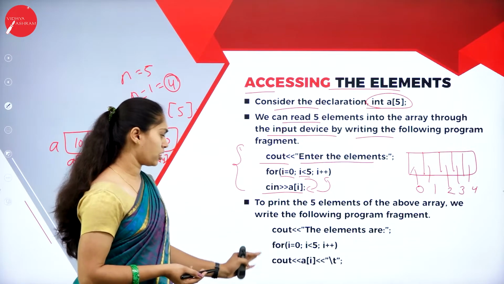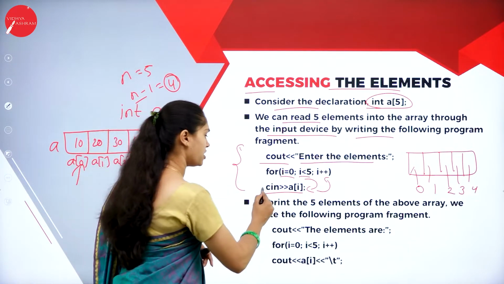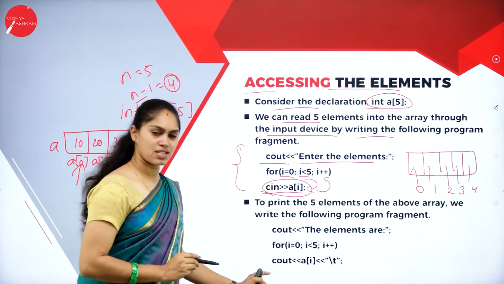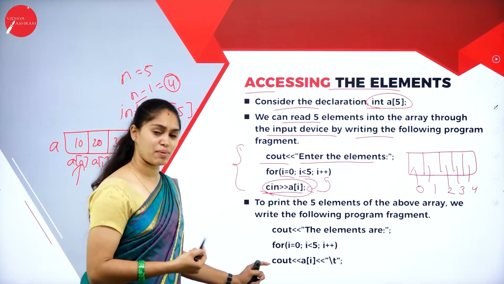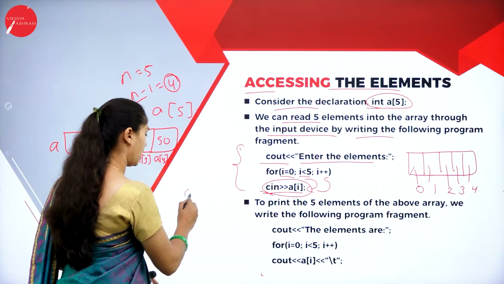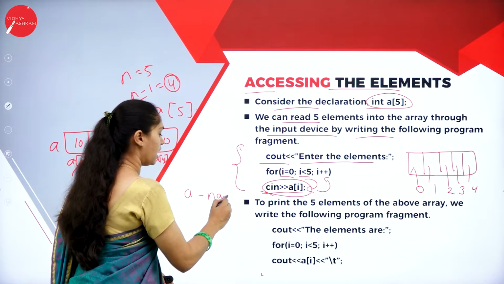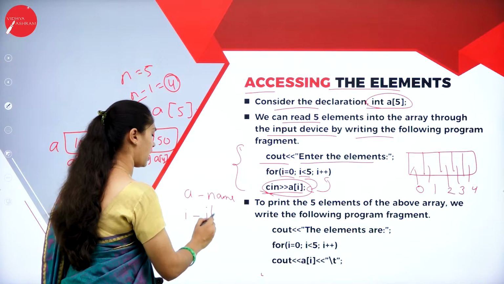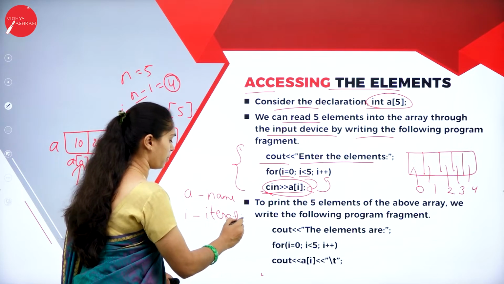So for that we are going to use the same thing. Instead of cin, we are going to use cout. So we are going to display the content which resides in A of I. A is nothing but the name of an array, and I represents the number of iterations or looping.